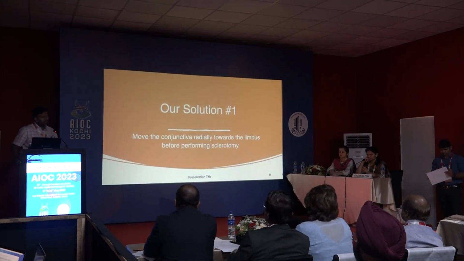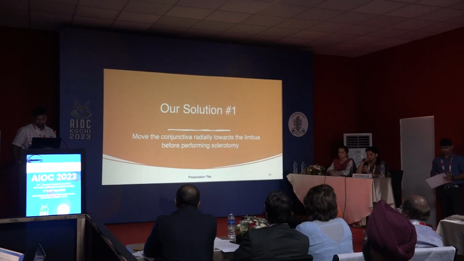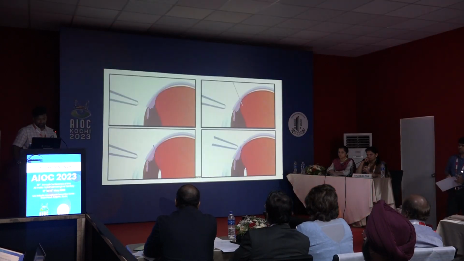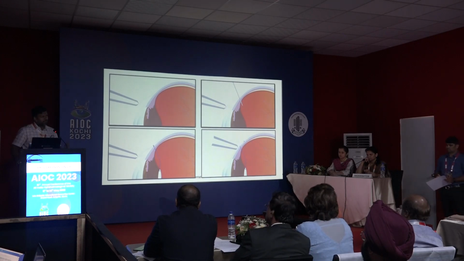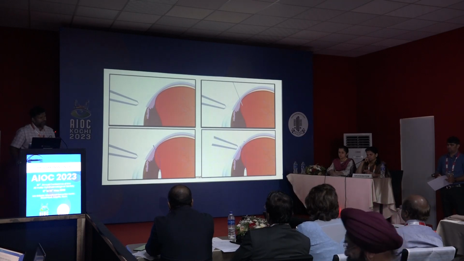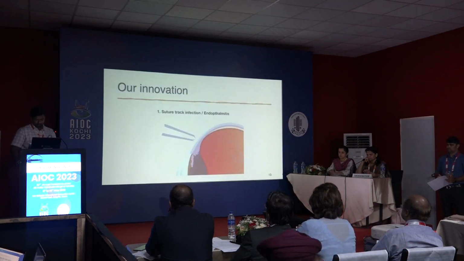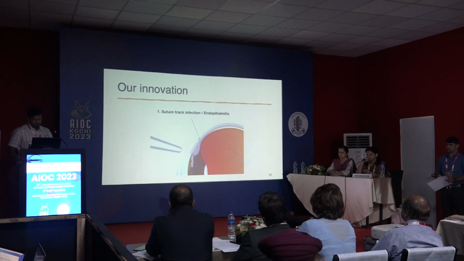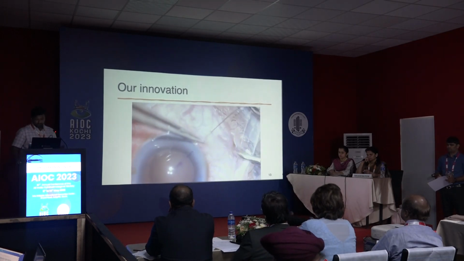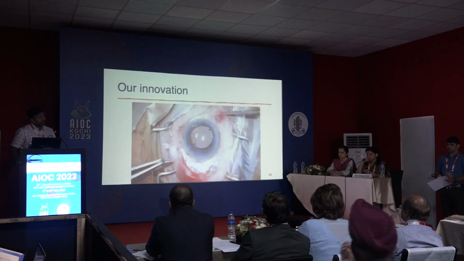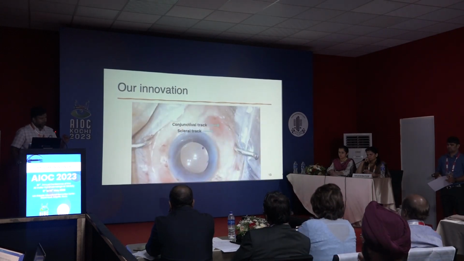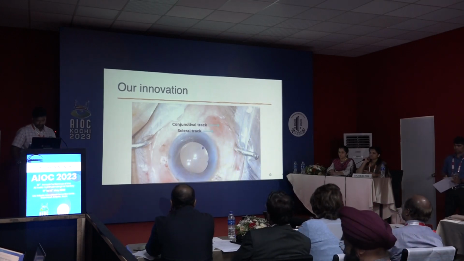So to overcome these challenges, to overcome the scleral tract infection, the first step is to move the conjunctiva radially towards the limbus before making the sclerotomy, as shown in this image. We ideally position the needle at the point where we have to make the sclerotomy, and using a tooth forceps, we gently hold the conjunctiva along with the Tenon's, move it towards the limbus, and then make the sclerotomy, as shown in this animation. Once the fixation is done, at the end you will see that intact conjunctiva is over the flanges, and there is no direct opening to the sky. So this is one of the things that we found out.